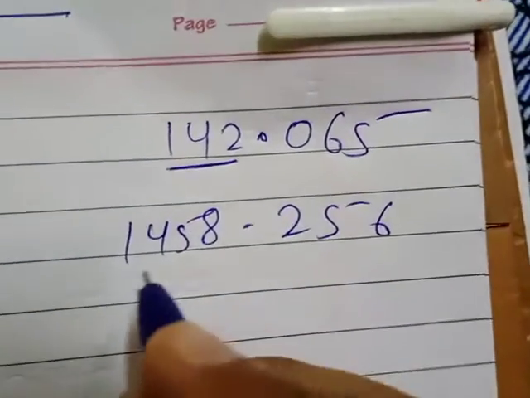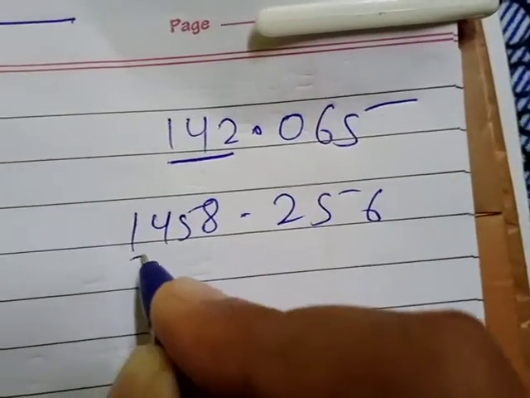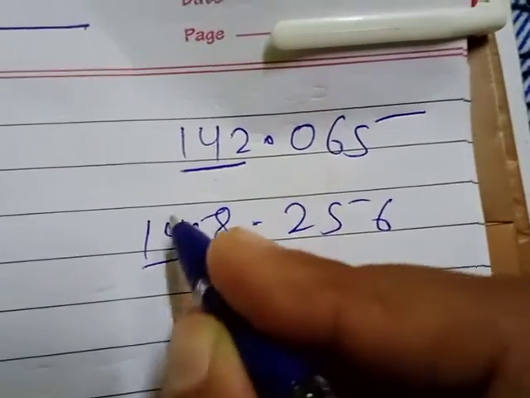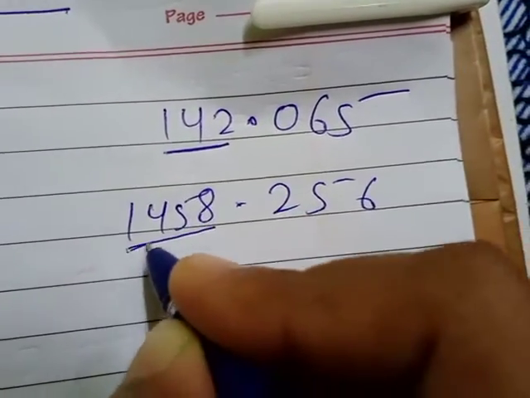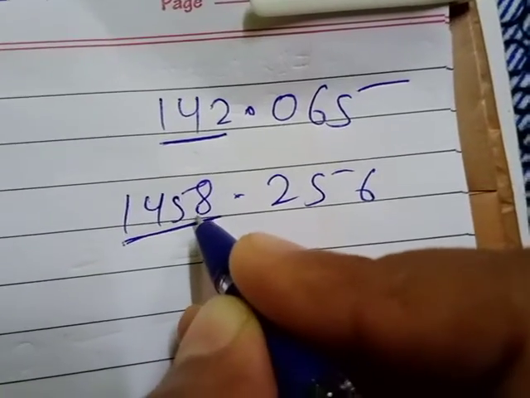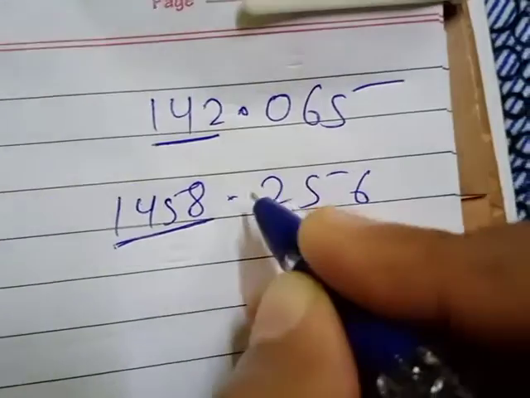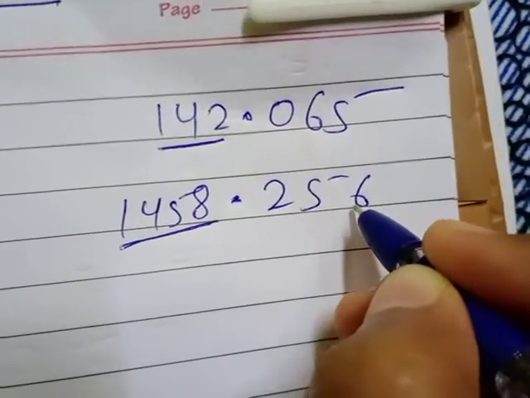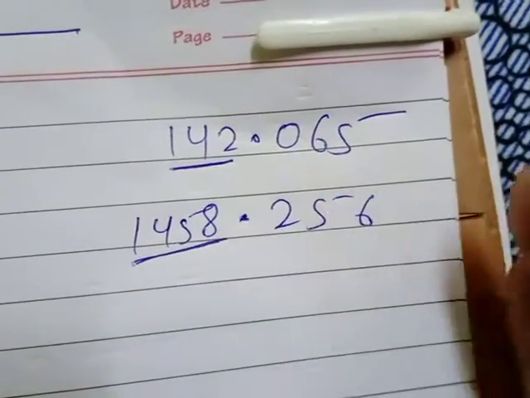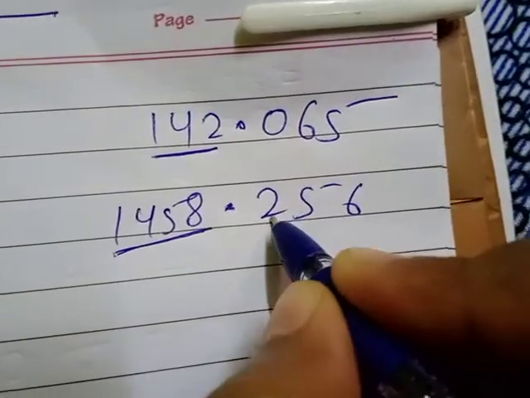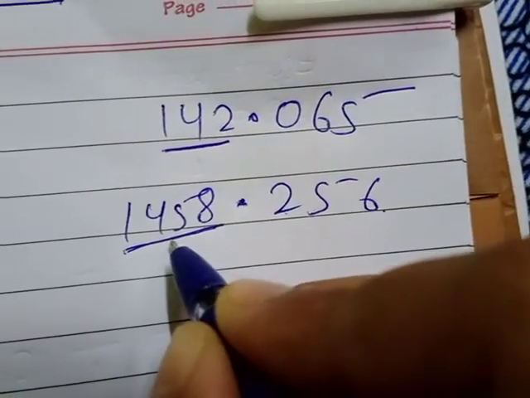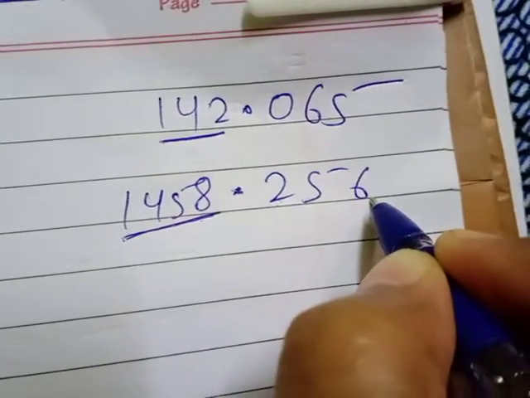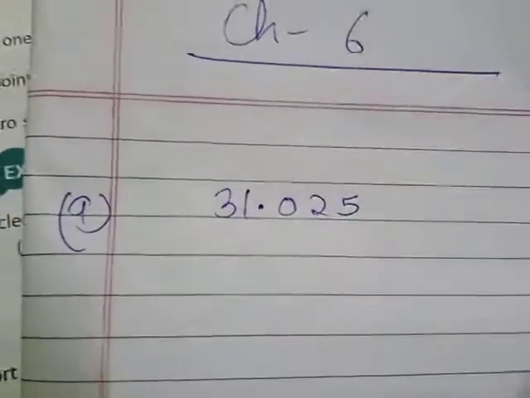Suppose it is like 1458.256. So how do we read this? Before the decimal, whatever number is there, we read it all together, 1458. But after this decimal, whatever digits are written, those we read in an individual manner, separated, that is 2, 5, 6. 1458.256. Clear? That's how we read a decimal.